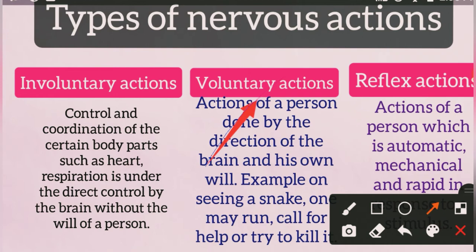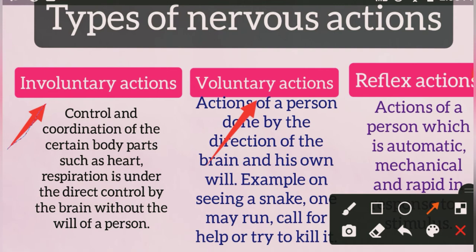And there are certain organs which perform actions without us being aware, without us controlling them. They are directly controlled by the nervous system itself, and such actions are called involuntary actions. For example, the control and coordination of certain body parts like the heart and respiration is under the direct control of the brain without the will of a person.